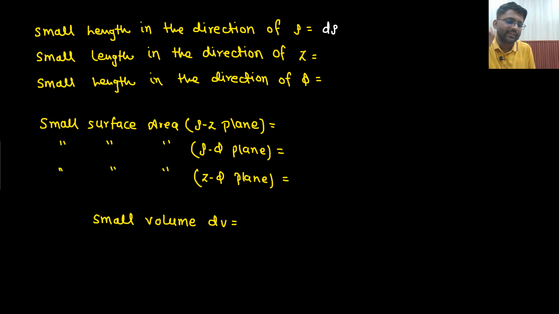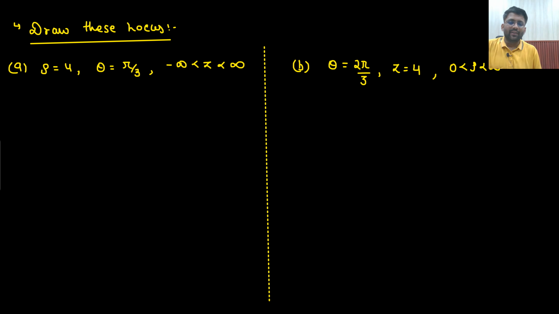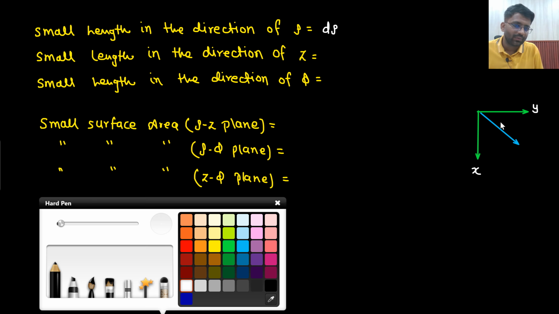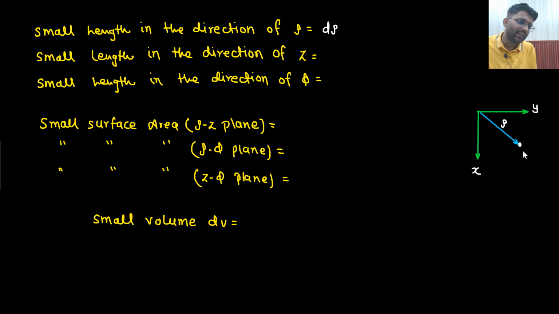If you are walking a small length in z direction, what would that be? If you are not able to understand, I will have to make separate coordinates. Here I will make the xy plane. This is your x, this is your y. What is rho? Rho is the radial distance. This is your rho. Then you will reach here. Now you are going for another d rho distance. So where will you reach? You will reach at rho plus d rho.